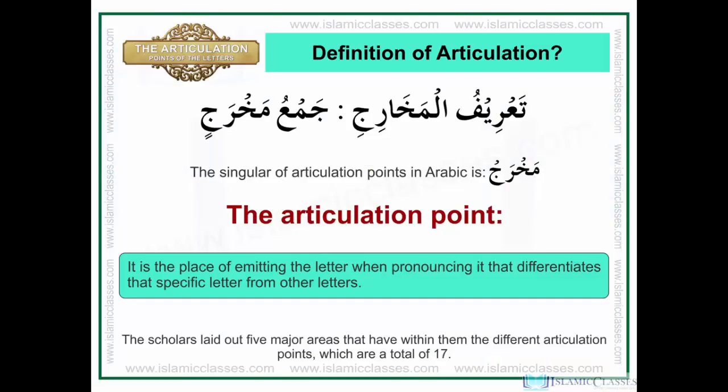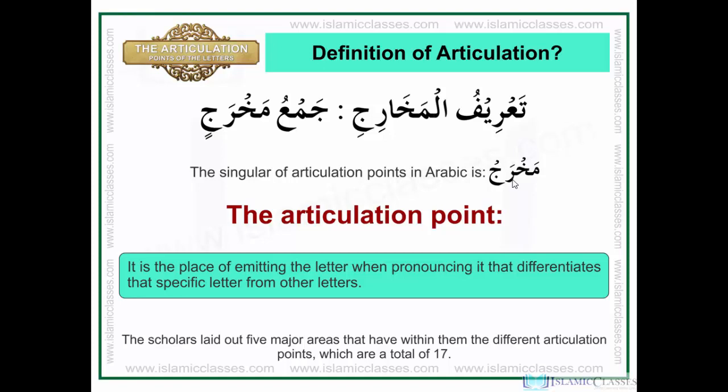Definition of articulation. It is the place of emitting the letter when pronouncing it that differentiates that specific letter from other letters. That is, this is the place from which we deliver the sound of Arabic letters. That place in Arabic we call Makharij. The singular of articulation points in Arabic is called Makharij, and Makharij is the place from which we deliver the Arabic letter sound.